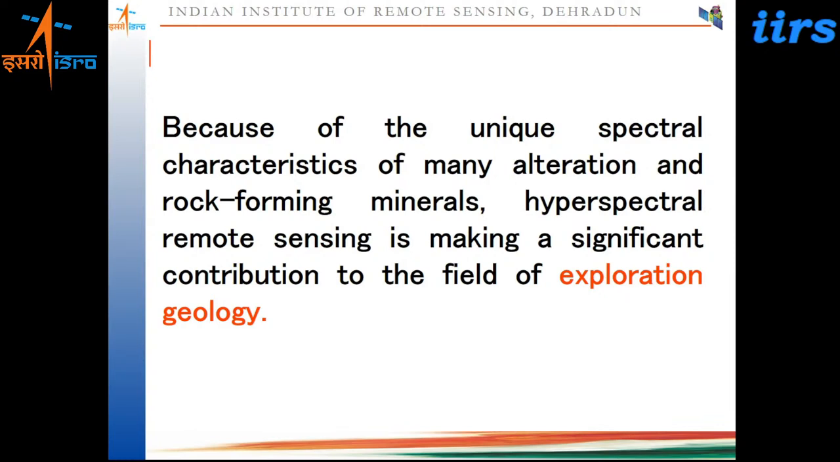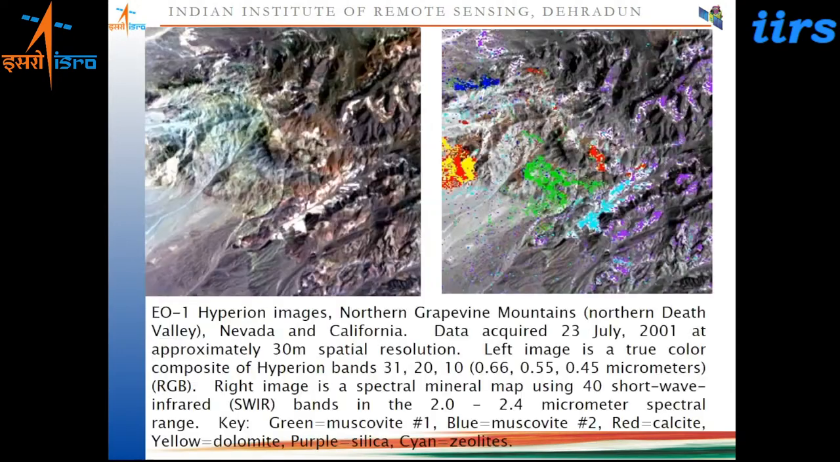Just one more example of this area. This is the Hyperion image we have seen in the northern Grapevine Mountains, Nevada, California. Over here, this is the true color composite they have made using the band numbers, bands 31, 20, 10. These are the wavelengths. And this is the mapping method. Using some mapping method, they have mapped pixels which constitute the different minerals and clays present in that area.